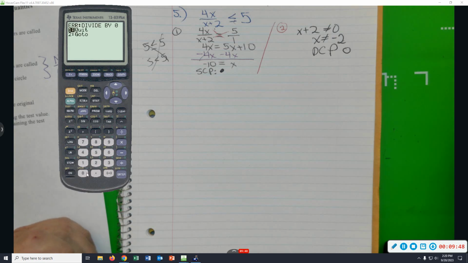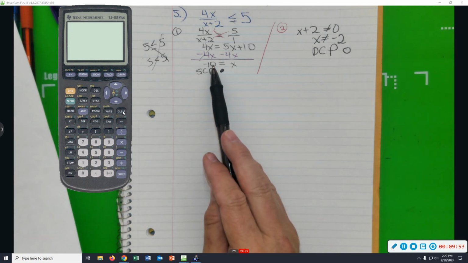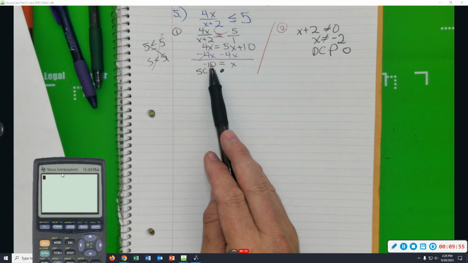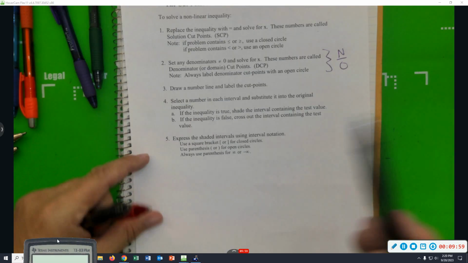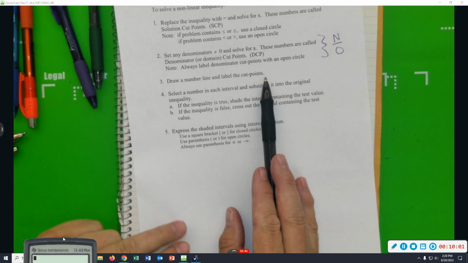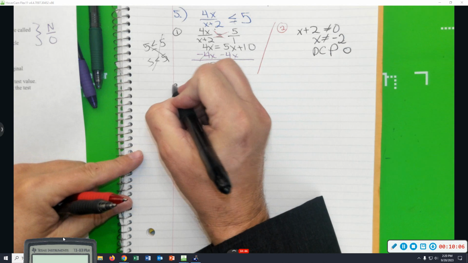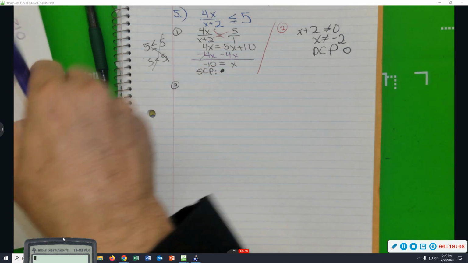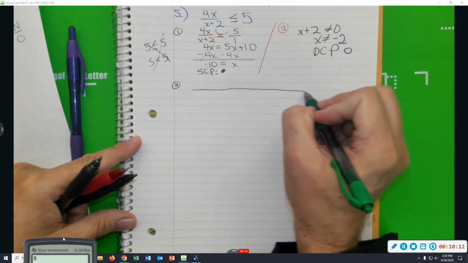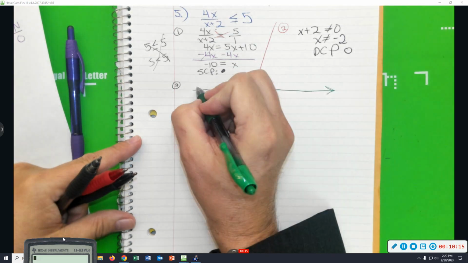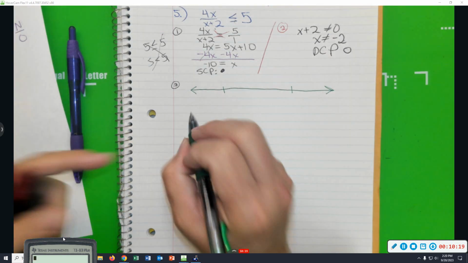So we found our cut points. We have 2 cut points. We have a solution cut point of -10. We have a denominator cut point of -2. Third step, draw a number line and label the cut points. So here's step number 3. I'm going to draw a number line and label the cut points.